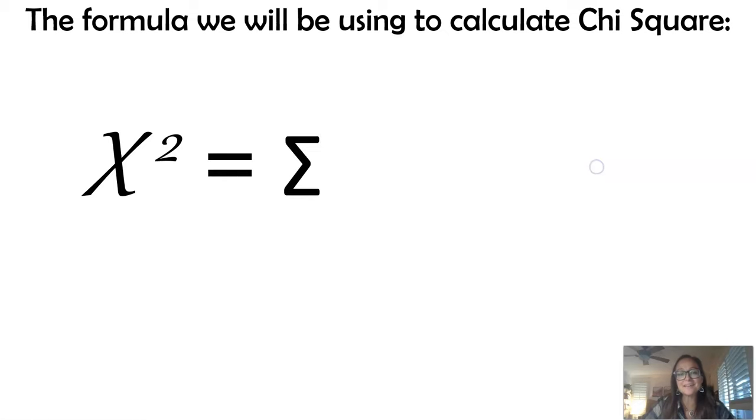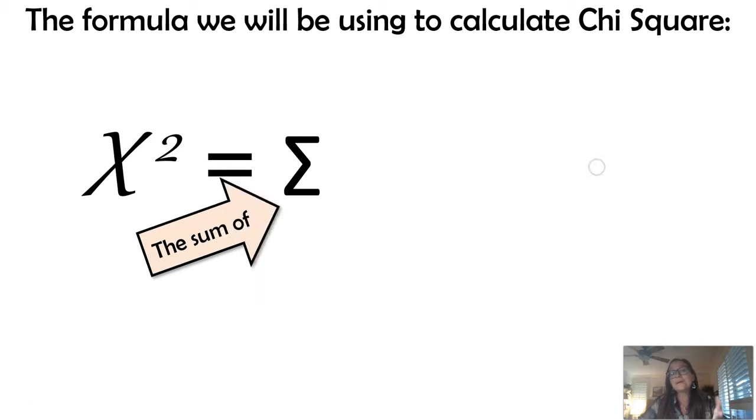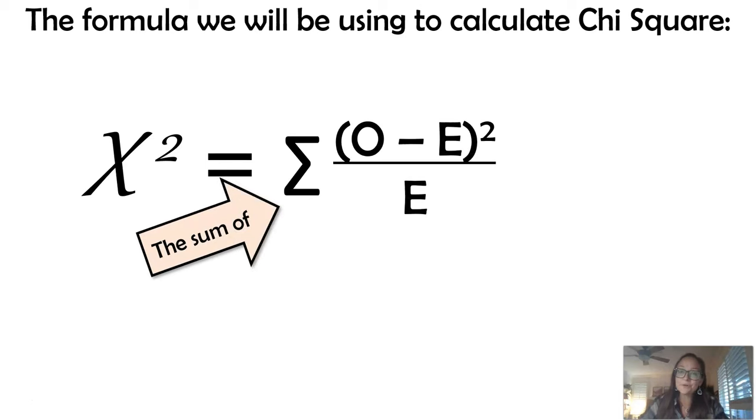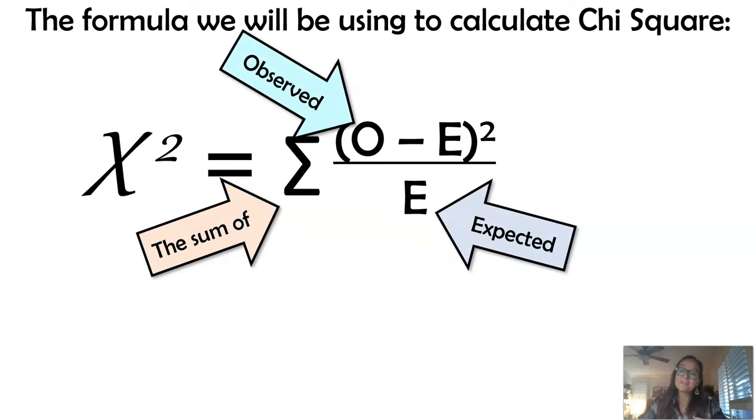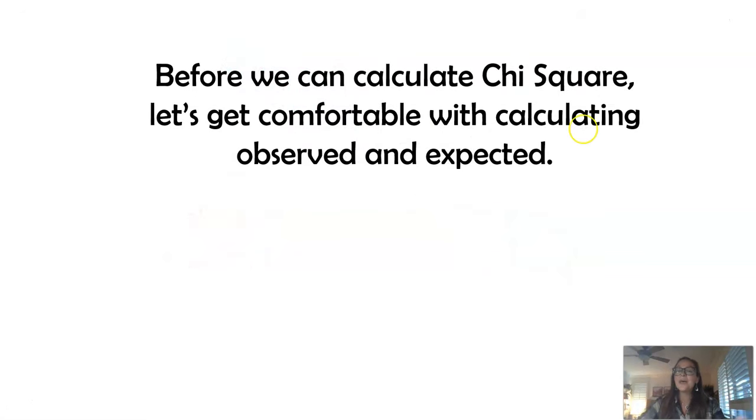And so with that, we're going to sum our observed and our expected values after we've taken observed minus expected squared over the expected. So before we can really understand chi-squared, let's get comfortable with finding our observed and our expected values, and then we'll plug in the numbers and then we'll see what to do with the chi-square value.